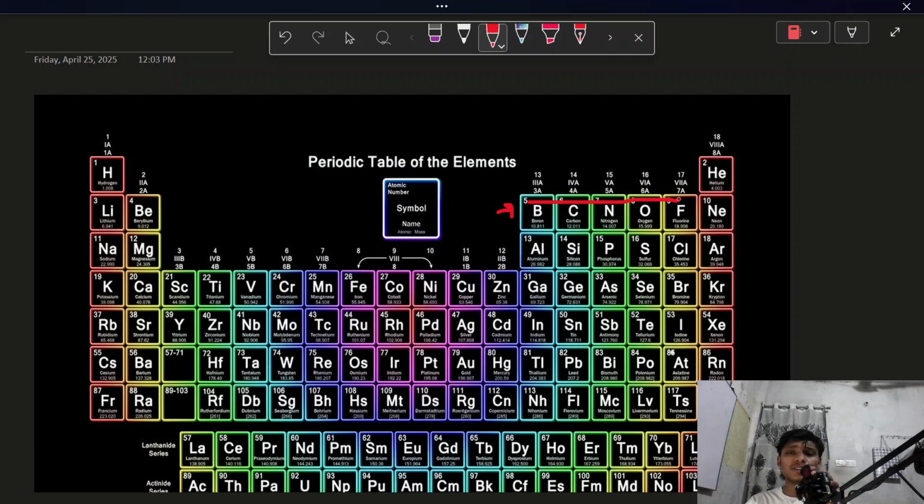We are talking about these 5 elements, and what we need to figure out is what is going to be the exception. In the regular trend, we used to study that down the group the electron affinity decreases. So according to the regular trend that we studied in class 10th, boron, carbon, nitrogen, oxygen and fluorine need to have more electron affinity than aluminum, silicon, phosphorus, sulfur and chlorine, because we are going down the group.